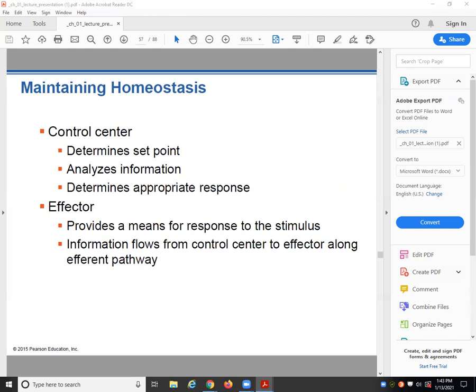And your control center determines your set point or what's normal. It analyzes the information and determines the appropriate response. The effector then is the means to respond to that stimulus. Information's flowing from your control center to the effector along that efferent pathway.